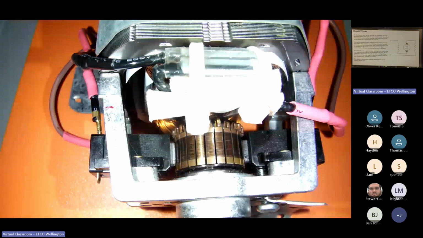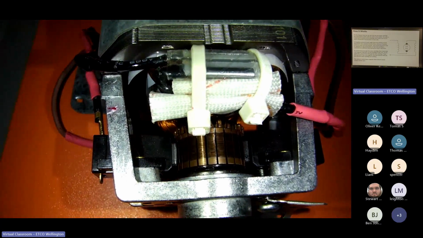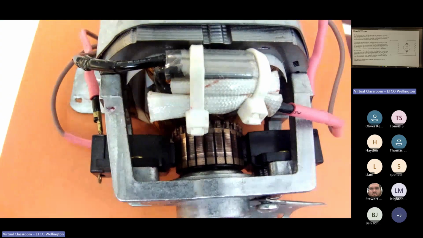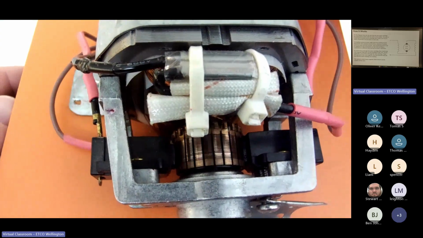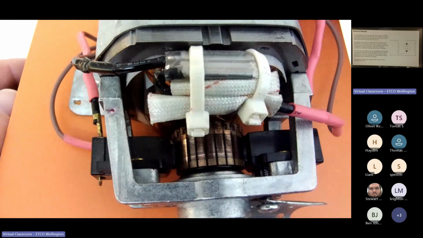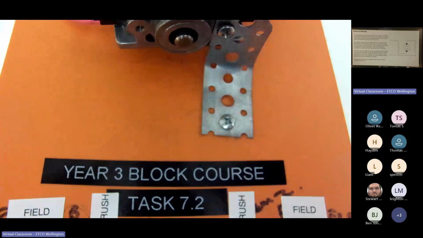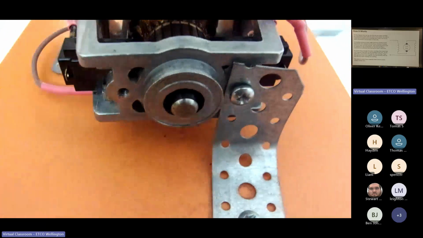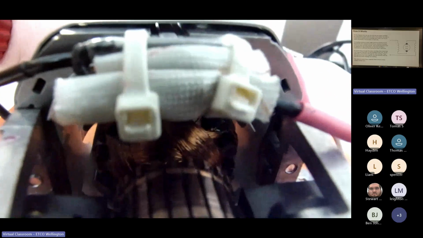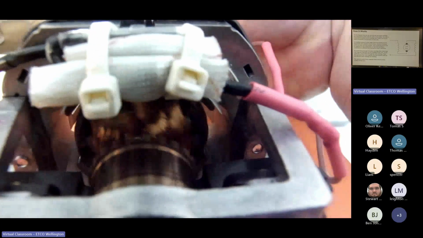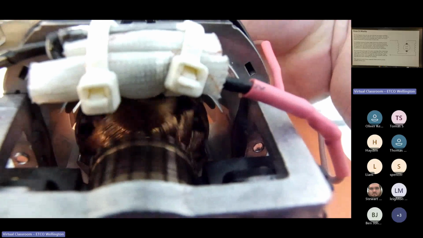Let's light this up a bit. I don't actually know how much that light helped. Cool. So yeah, you can see, and then if you look, it's going to get a bit awkward. Down this way, you can see the rotor windings in there spinning as I move it.